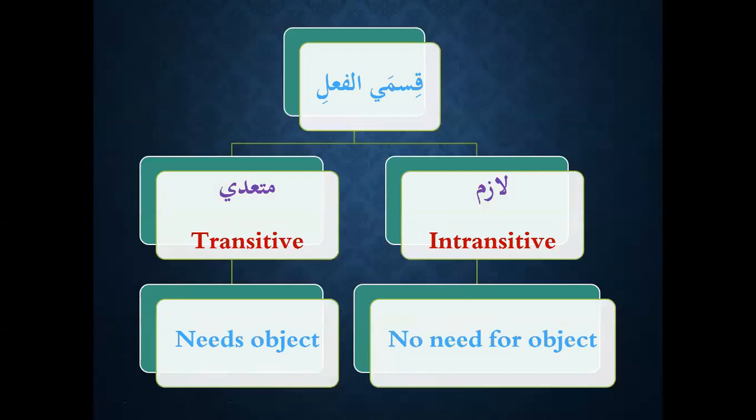So the next topic is two types of fi'l, lazim and mutaaddi. Intransitive, transitive. So what that means, there are certain verbs that do not require an object, meaning it is done by the individual who is doing it. The action cannot be transited to anyone else. For example, I sat, he stood, he went, she climbed.